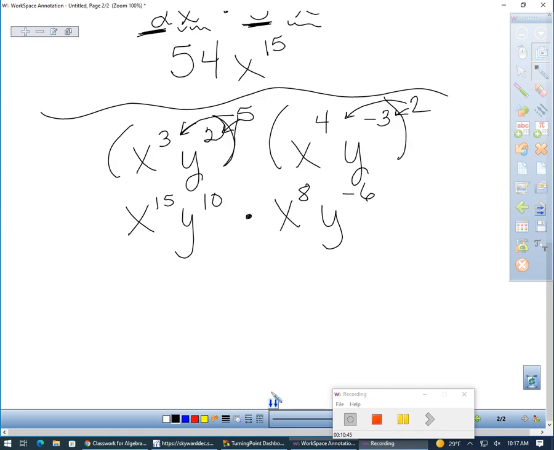All right. Now we're timesing two things together, which means we start with our base. If I have a base of x, what do I do with my exponents? Add them. So 15 plus 8. Good. 23. My next base is y. What do I do with those exponents? 10 and negative 6. Awesome.